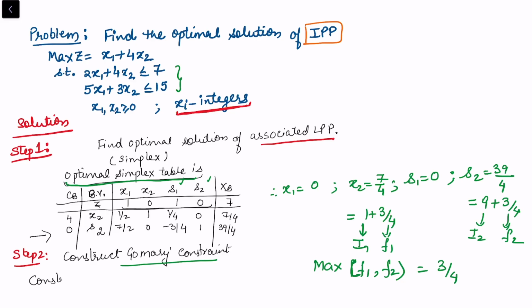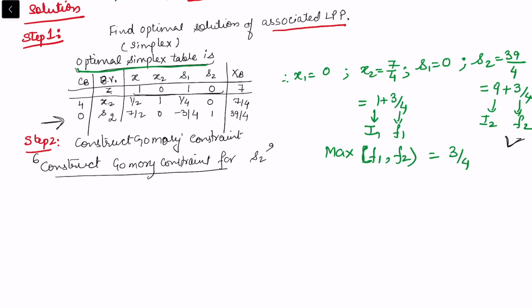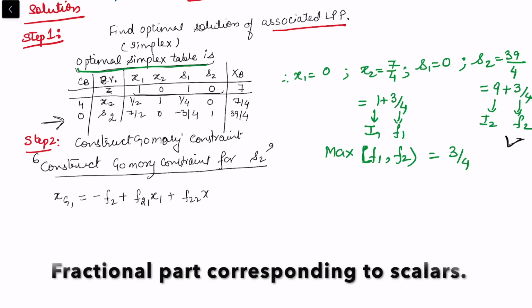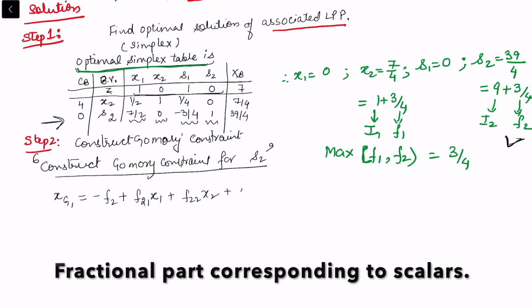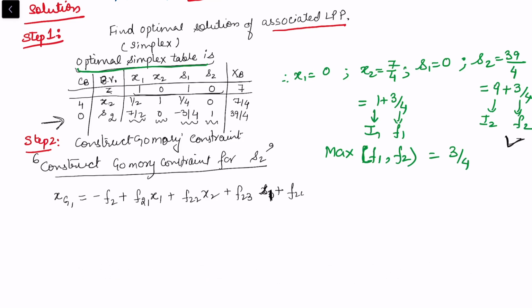So here I will say construct Gomory constraint for the s2 variable. Now we construct the Gomory constraint for s2, and for this let's look at the formula. xg1, this is the Gomory slack variable, which is equal to minus f2 plus f21 into x1 plus f22 into x2. These are the scalars, f21, f22, f23, and these are the fractional parts corresponding to the coefficients appearing here, plus f24 s2.